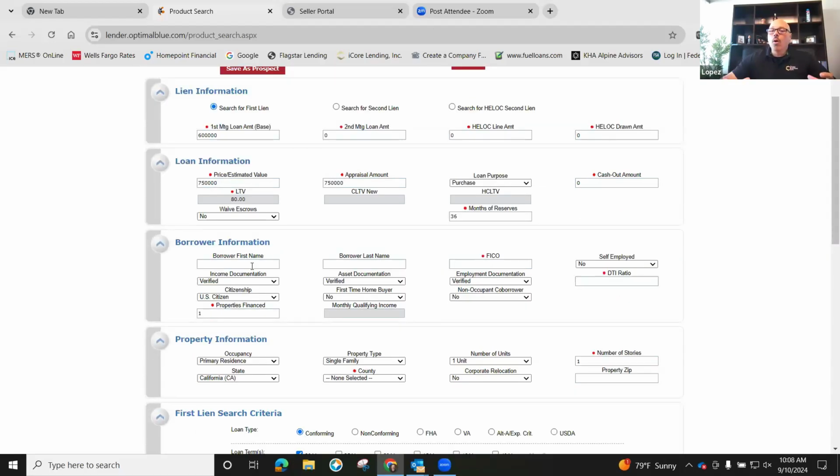Now, to get a quote in Optimal Blue, I don't need this information. I don't need the borrower's name. I do need, as you can see here, what the FICO score is going to be. I'm going to pick a FICO score of 740. Are they self-employed? We're going to say no. Verified, are they a U.S. citizen? What's the DTI? As you can see, it's got a memory in here that I've already put in the past of 35.